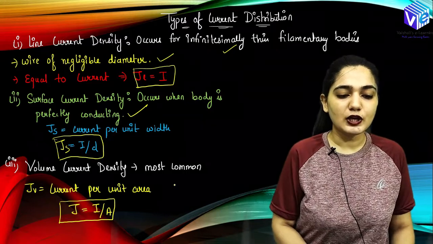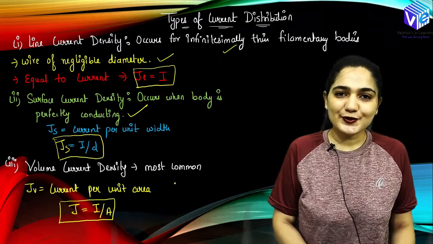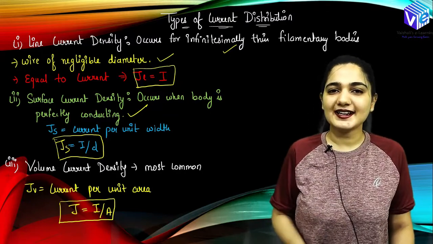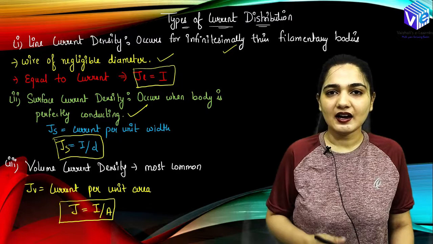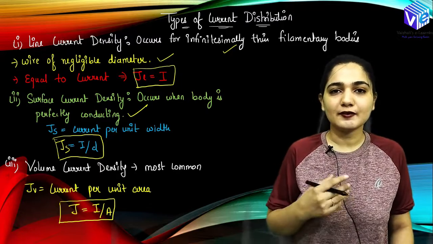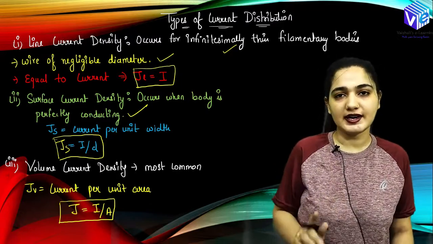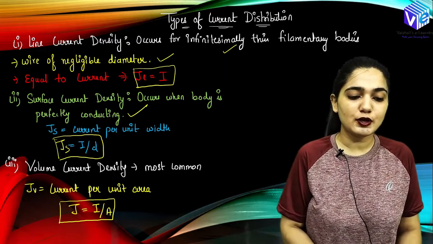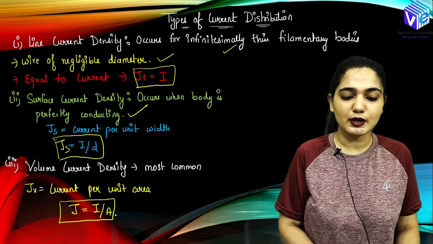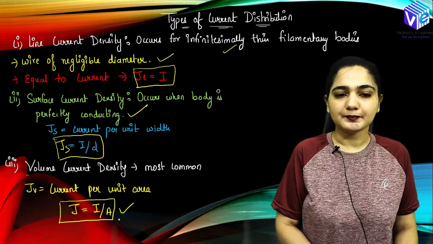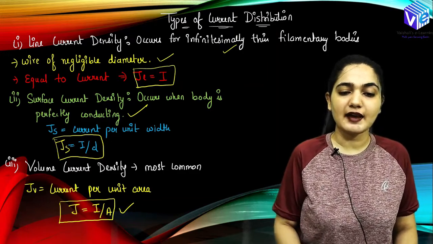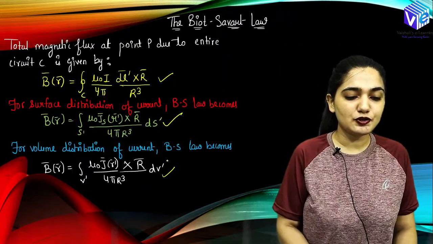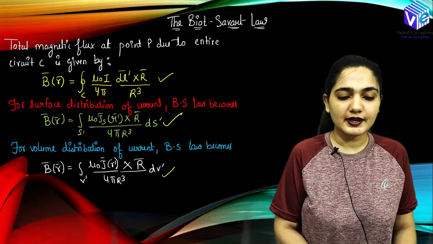After that we have the volume current density, which is the most common current density we use. Whenever I ask you what is the current density, you say current per unit area. Now this is not just the current density, this is actually the volume current density, and it is used most commonly. J is equal to current per unit area, J is equal to I upon A. So this is how I can have the different types of current distribution, and here in the volume distribution I will be using the volume current density.